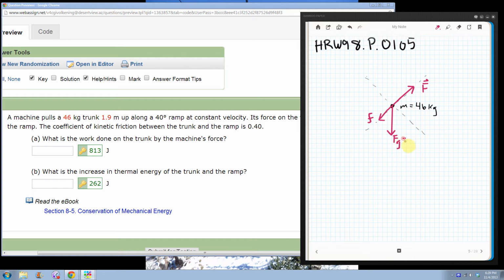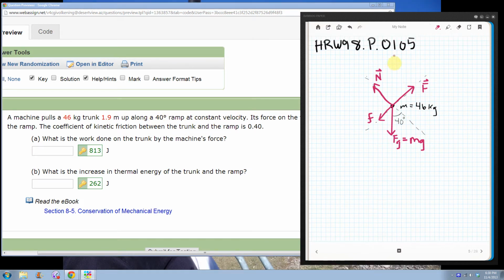In this case, gravity is always mass times gravity, mg. Just leave it like that. And I know this angle is 40 degrees. Okay, and finally we have the normal force. Okay, now there's a big fat clue here. It says it's being pulled along this ramp at a constant velocity. That means the net force has to be 0.